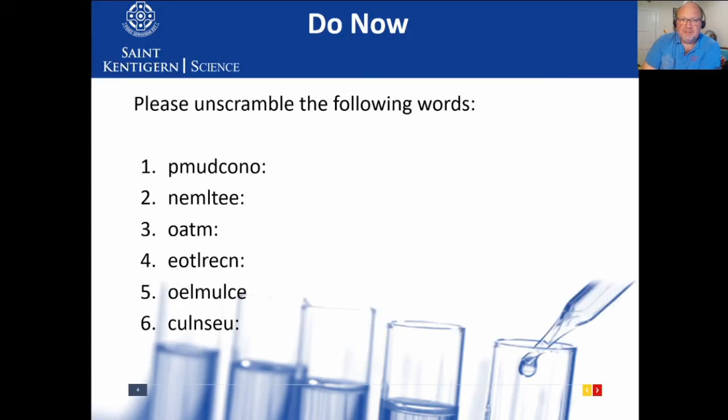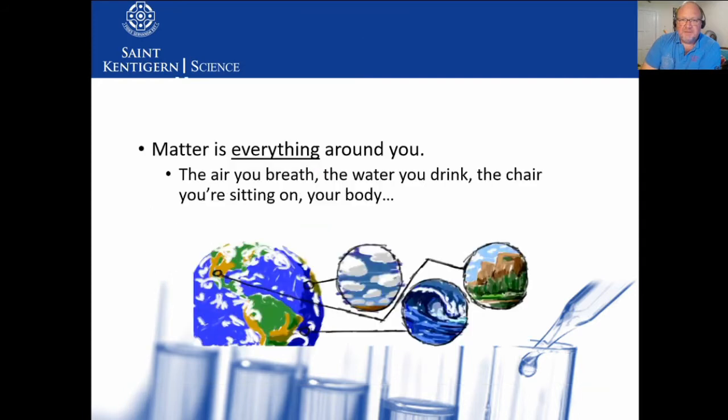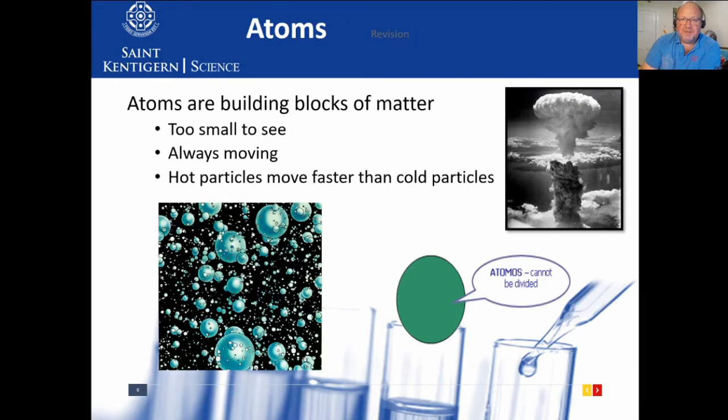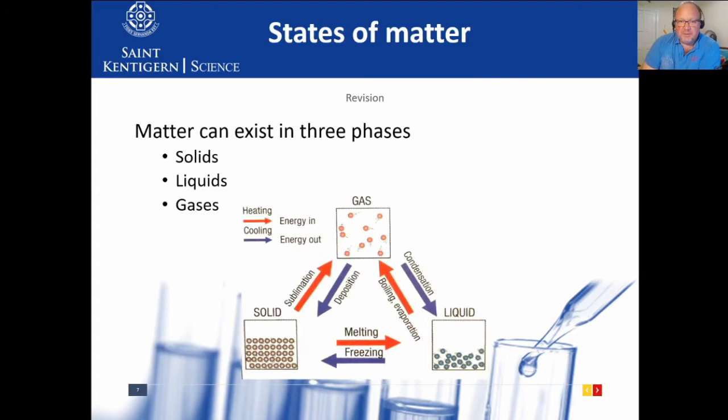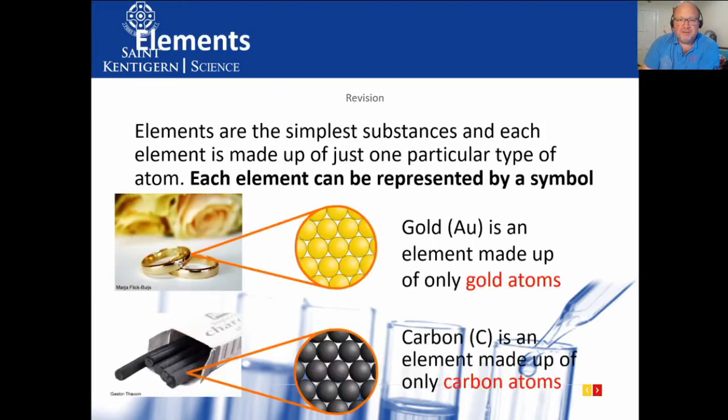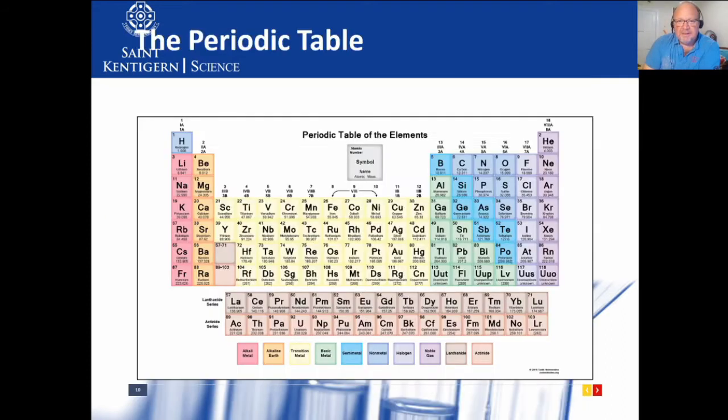Okay, so we've done this before. We know that everything around us is made of atoms. We know that atoms and matter can be placed into three different states: solids, liquids, and gases. And we learned this during matter. Okay, we know what a pure element is, like pure gold or pure carbon.